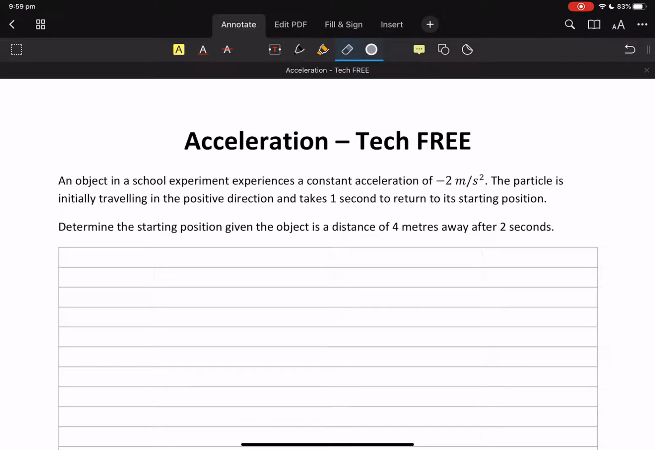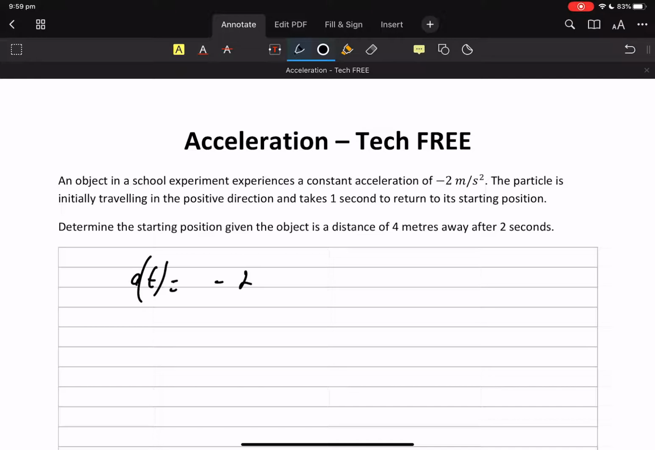And we have some information that we're going to use to get a solution here. So all we really know is acceleration, which is -2. Everything's in metres per second, so metres and seconds is what we've got.